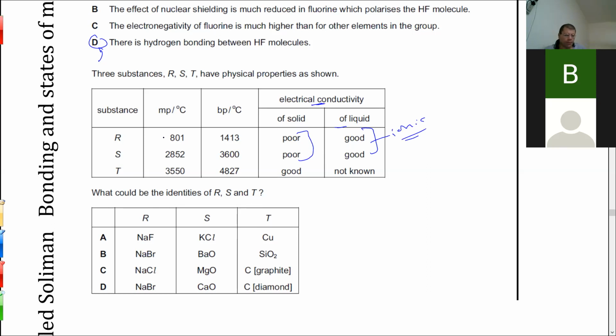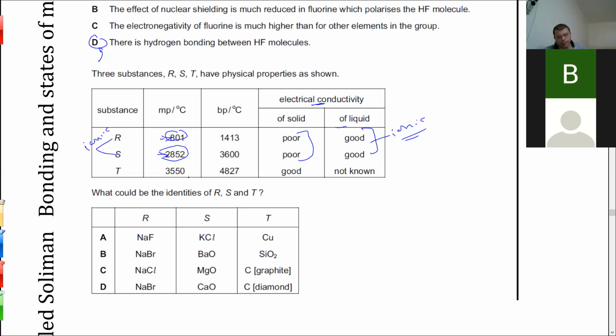One of them is low melting point, the other one is high. This one depends on the valency or the charge of the anion and cation. This one was higher charge, this one was lower charge. So R and S, one of them ionic, one of them is monovalent, the other one is divalent anion and cation.